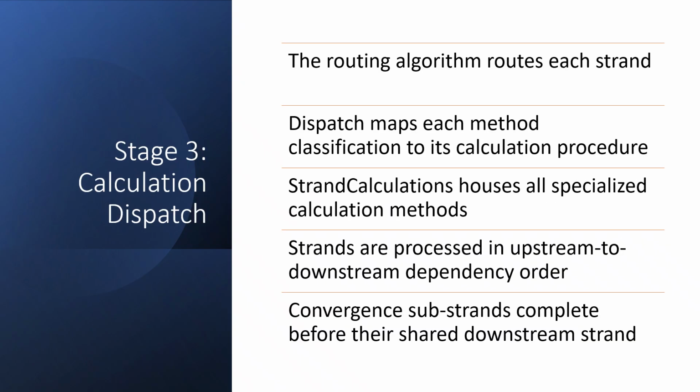Once all strands have been identified and classified, the system moves into calculation dispatch. The dispatch strand calculation function reads each strand's method classification and routes it to the appropriate procedure within strand calculations. Think of the dispatch function as a routing table. It maps method enumerations directly to specific function calls, ensuring each strand is processed by the correct calculation logic.